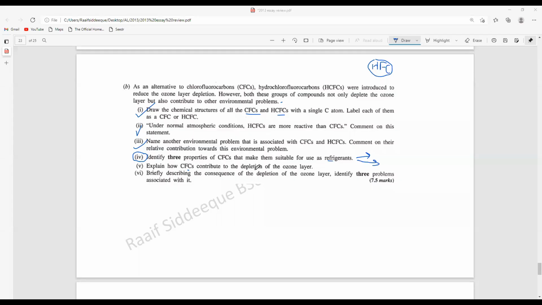So how it contributes, you can write down this reaction and explain that a chlorine radical is formed. This can again participate in the second reaction and do this as a chain mechanism. So this is how it participates.